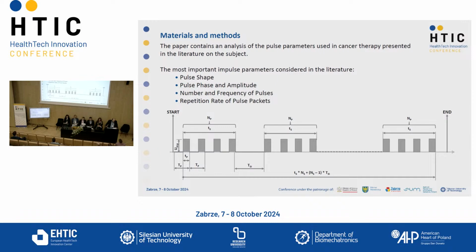A literature review was carried out. We reviewed about 1,000 items in which the pulse parameters were determined in a wide range of applications in oncology therapy for different cancer tissue types. The most important parameters are pulse shape. We decided to use a simple rectangular pulse, phase and amplitude, number and frequency of pulses, number and time between packages of pulses.